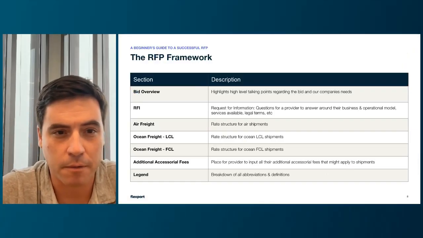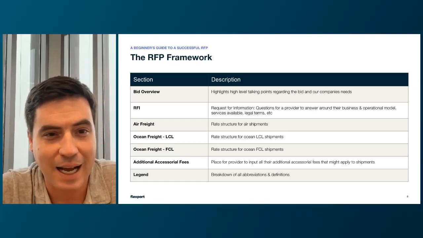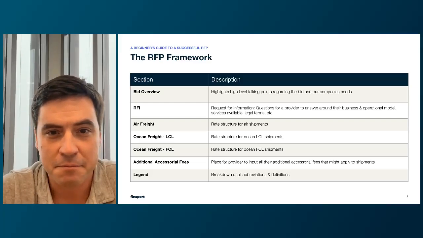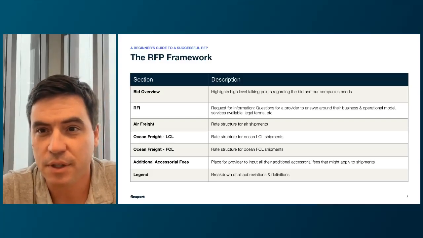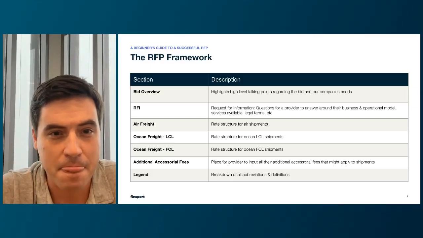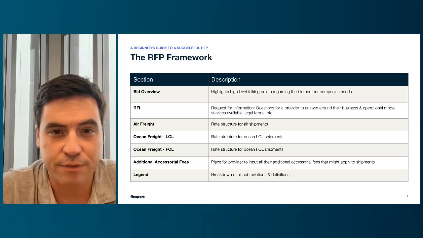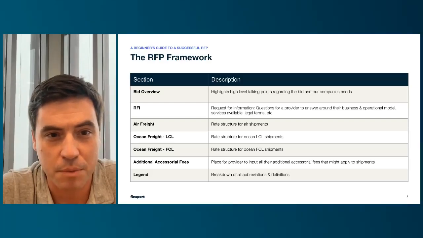The RFP framework, right? Looking at it from a high-level view, you're going to have a bid overview. This really is the high-level talking points about the bid. You can think the companies, what you need as a company, what the questions that you have from that. Then you have a request for information, right? You're reaching out to your forwarder, reaching out to the partners. What are the needs that you have from that?